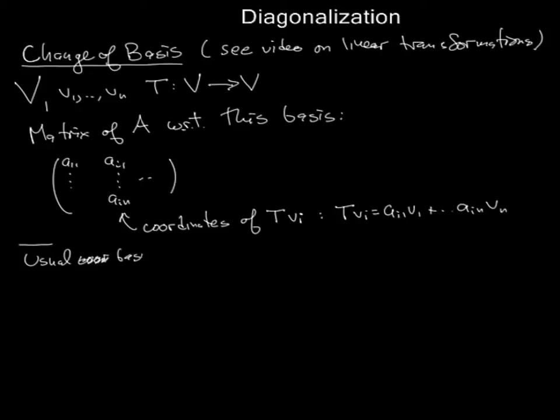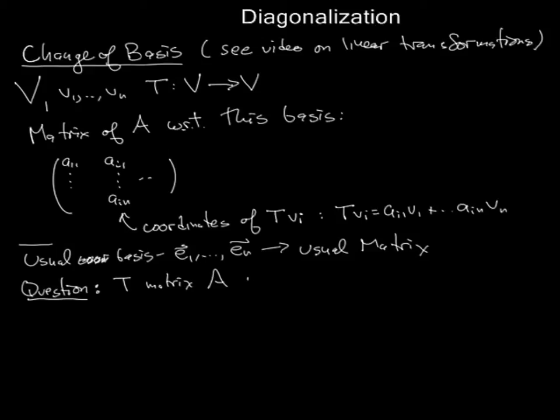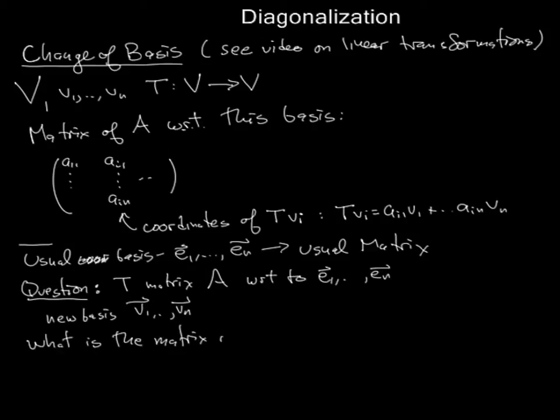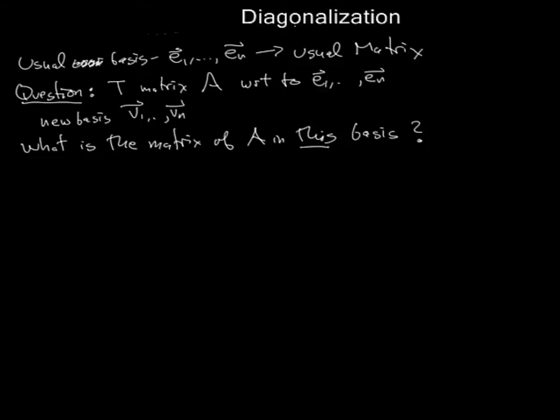Now, we talk a lot about the usual basis, E1 through En, and we generally don't mention it. And we have the usual notion of the matrix of a linear transformation. So what we're going to talk about is the following. Suppose I have a linear transformation, and I give it as a matrix with respect to the usual basis. But now I have a new basis, V1 through Vn. How do I find the matrix of T with respect to this new basis? And I'm sorry, I mixed up A and T again. It's the matrix of T with respect to this basis.